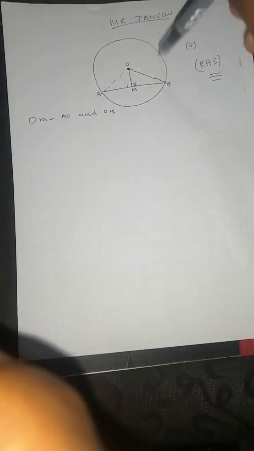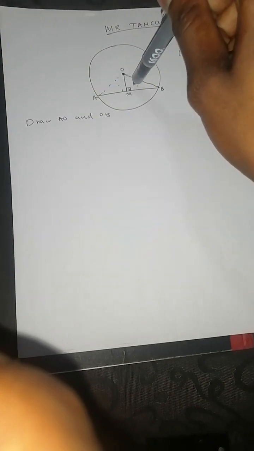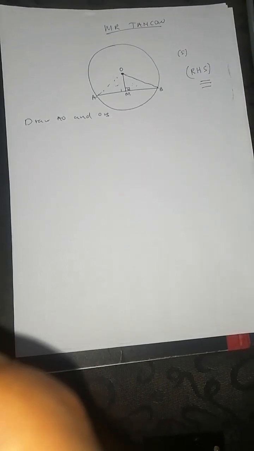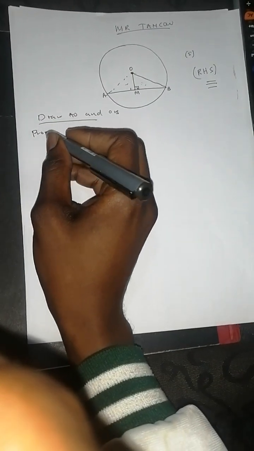Some people will say 3 triangles, 2 triangles, but we do have these 2 smaller triangles. It looks like they are congruent, but so far we cannot just assume that they are congruent. You have to prove that they are congruent. So now let's start proving.